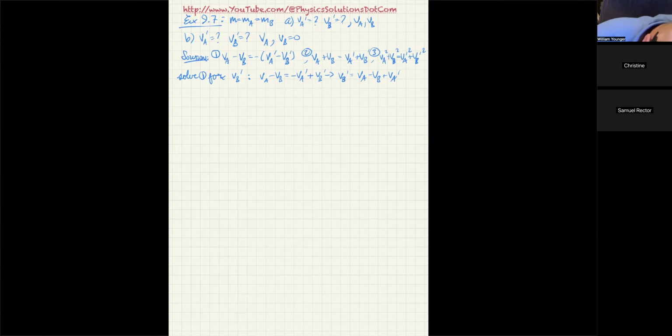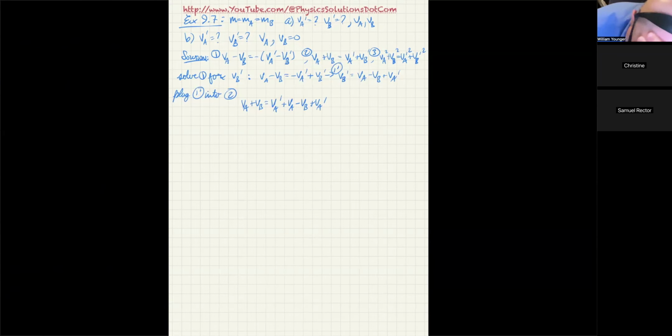Now I can plug that into 2. I'm going to call this 1 prime and plug 1 prime into 2. So when I do that, I'm going to get VA plus VB is equal to VA prime. Now this is supposed to be plus VB prime, but I just found out that VB prime is VA minus VB plus VA prime.